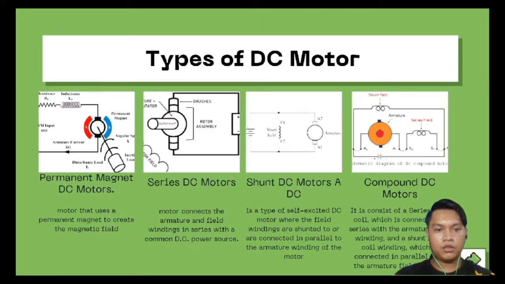And last, we've got the compound DC motor. A compound DC motor is a combination of both series and shunt motors. It consists of a series field coil which is connected in series with the armature winding, and a shunt field coil winding which is connected in parallel with the armature winding.